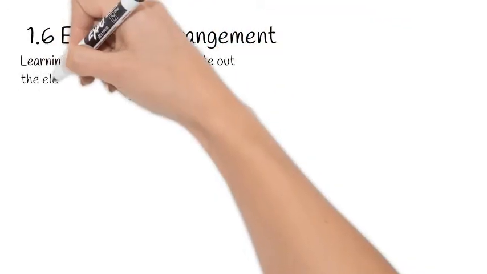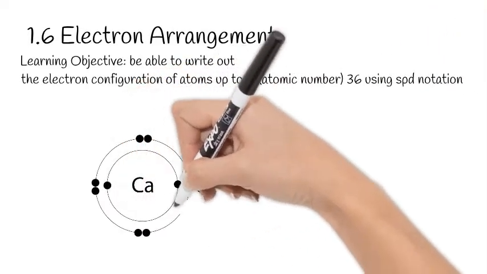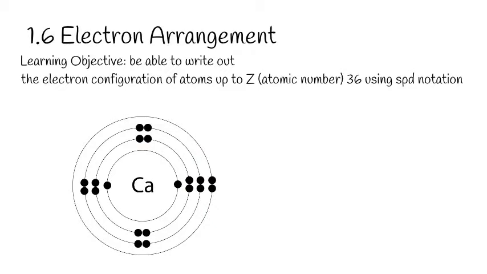Lesson 1.6, electron arrangements. The idea of this is to be able to write out the electron configuration of atoms up to atomic number 36, so 36 protons, which means it's got 36 electrons, by using SPD notation.